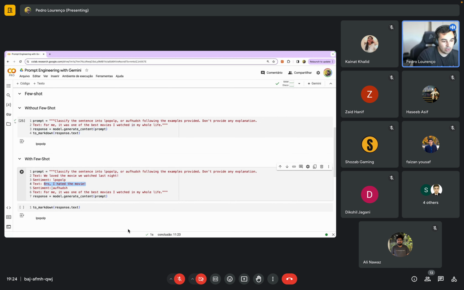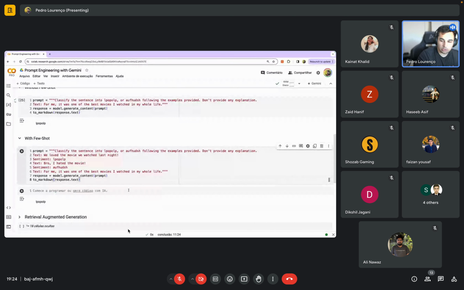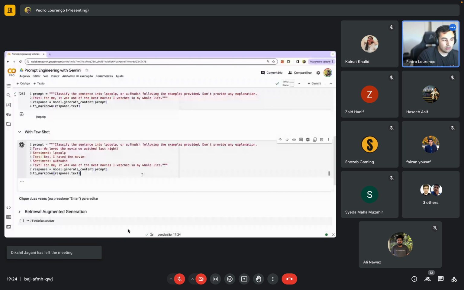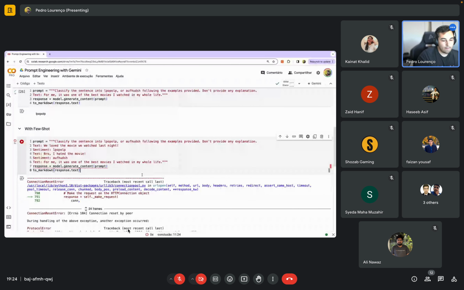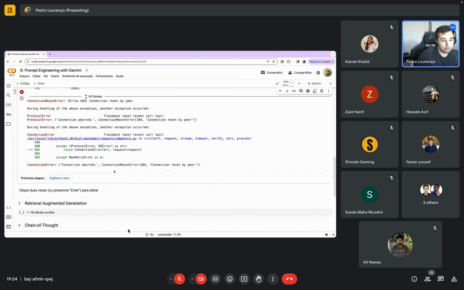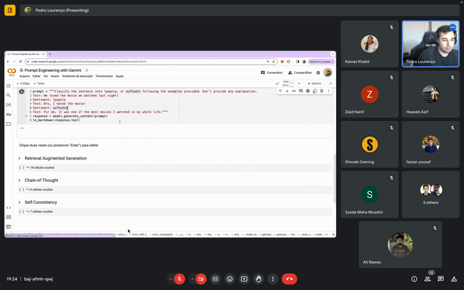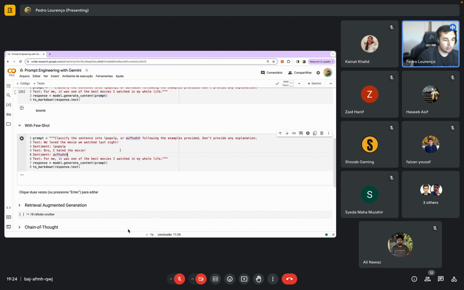So if we run this, let me run it a few times. Let me put it here so we can see it easily. So if we run this, let's say 10 times. Right, right, okay, right, right. So you can see that it's always getting the right answer, because now we provided some examples, so the model figured out how to reason about this input and the classes.